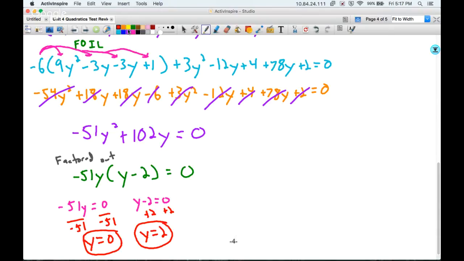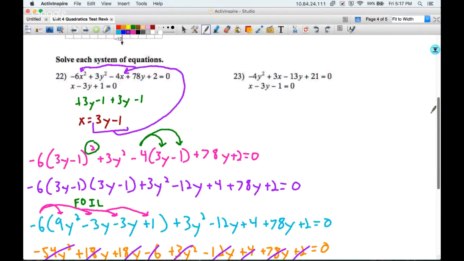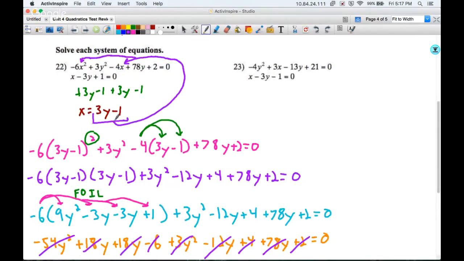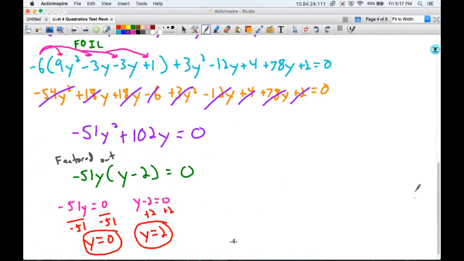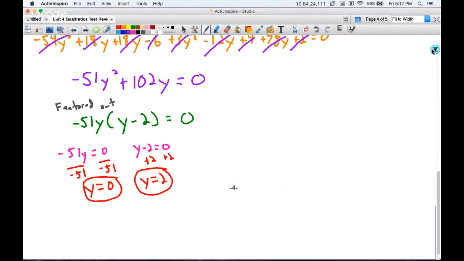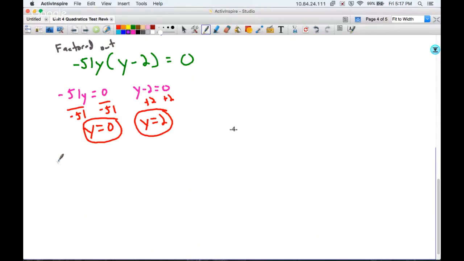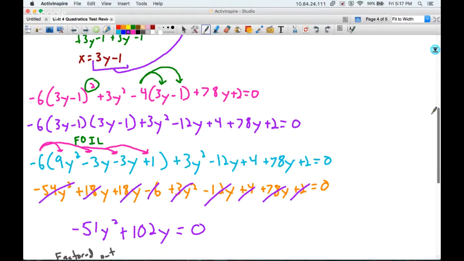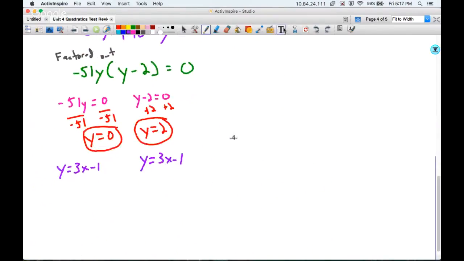We're not done. What do we still have to do? Find the x. Find the x for both of them. So I'm going to use this equation here, x equals 3y minus 1, to find both of these. Let me extend this down. Okay, so y equals 3x minus 1... Did I copy that down right? No, x equals 3y minus 1. I swapped x and y.